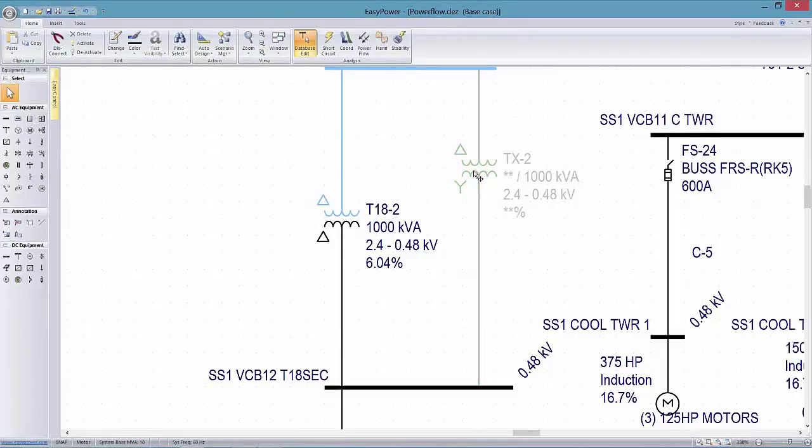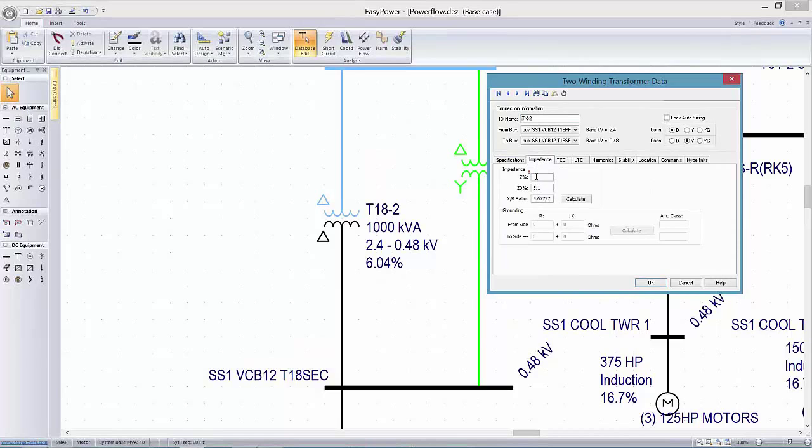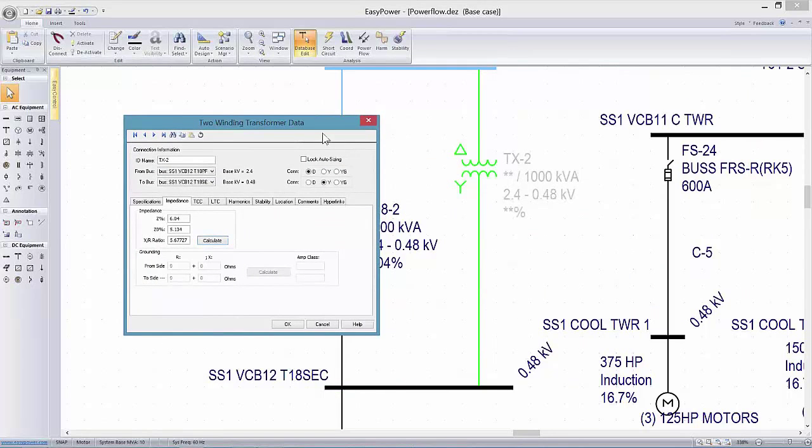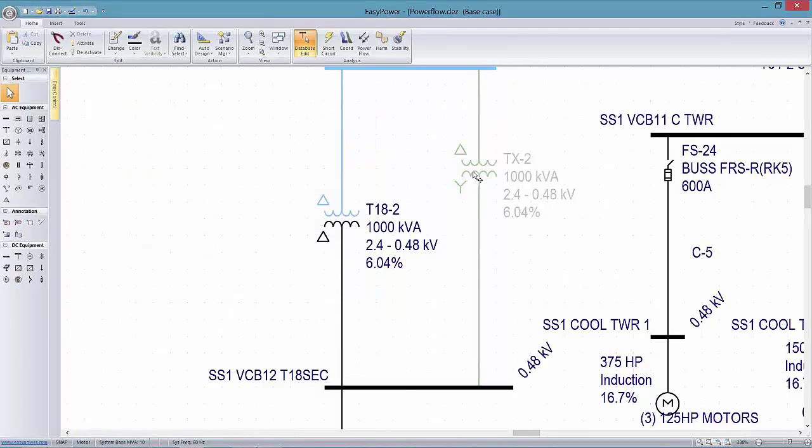So what I'm going to do here is describe a new transformer with the same parameters as we're replacing. And we calculate the overload current. Impedance is 6.04. We calculate that. And this, instead of being a delta-delta as we're starting out, we're going to have a delta-Y and neither side grounded, so we leave that okay. Let's go ahead and activate this one and deactivate the other one.